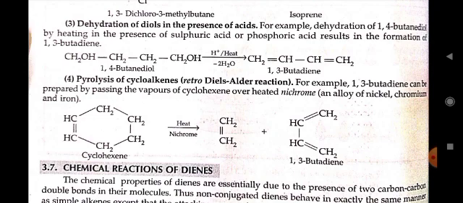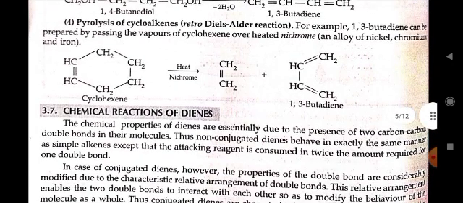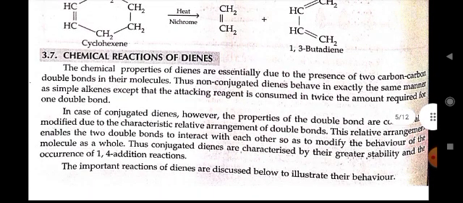Pyrolysis of cycloalkenes, retro Diels-Alder reactions. For example, 1,3-butadiene can be prepared by passing the vapors of cyclohexene over heated nichrome, an alloy of nickel, chromium, and iron. Chemical reactions of dienes.